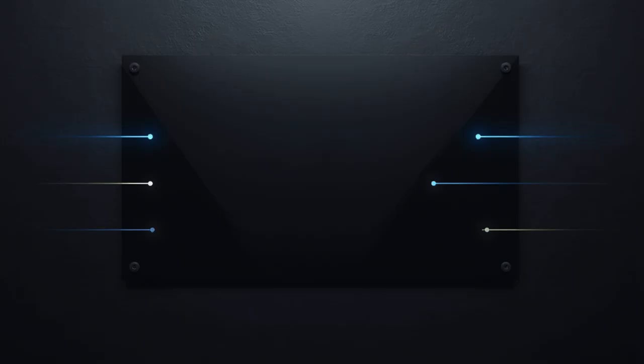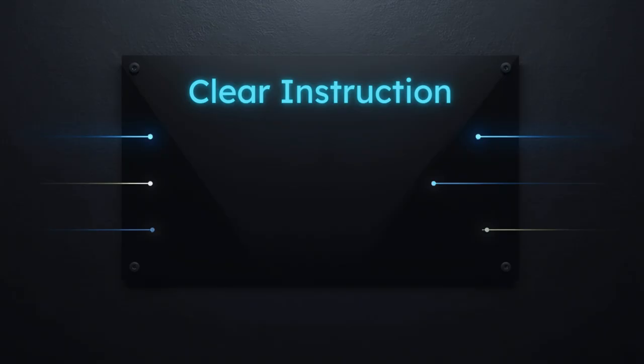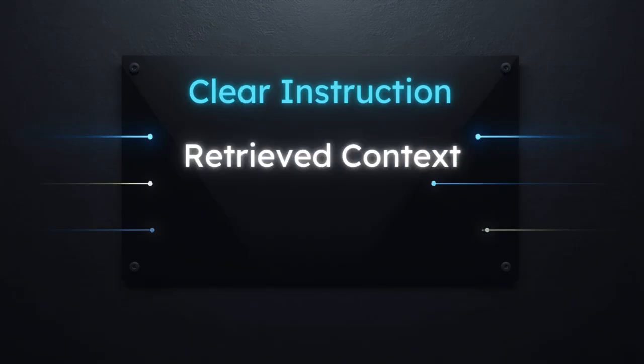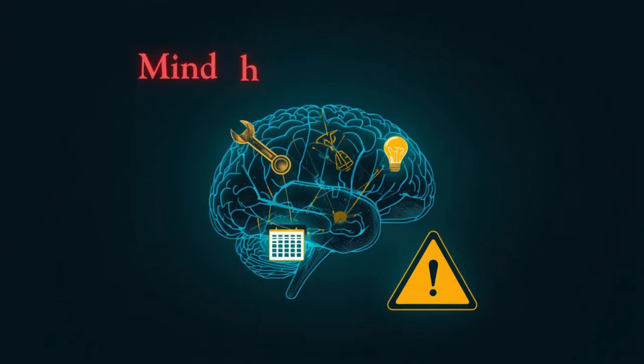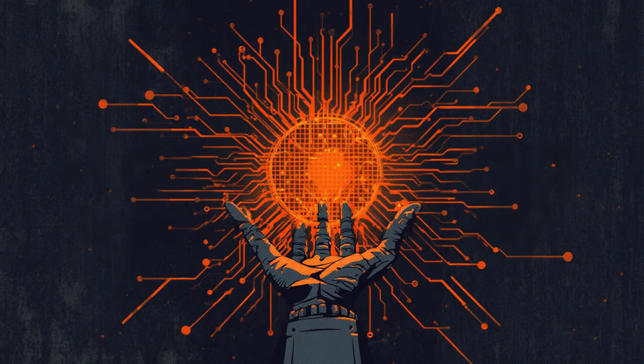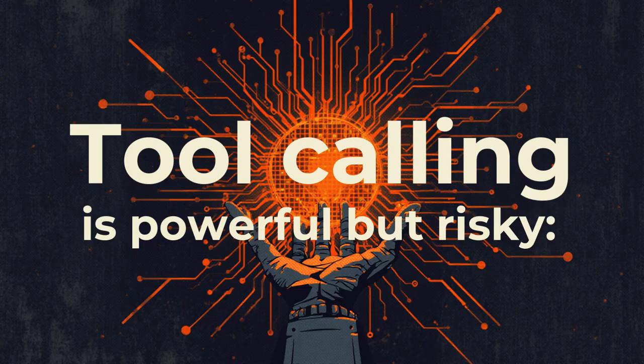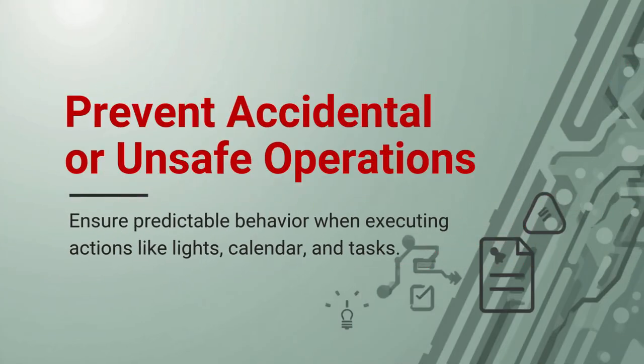Even with the right model, you need a stable prompt structure, clear instruction, retrieved context, and explicit constraints. This is the control surface of your system. Tool calling is powerful but risky if the model can execute actions: lights, calendar, tasks. You must prevent accidental or unsafe operations and keep behavior predictable.